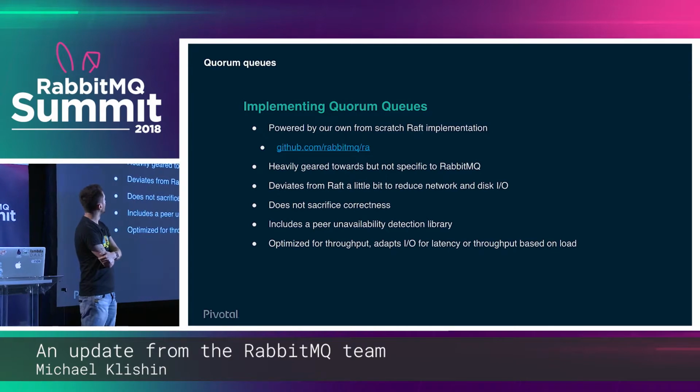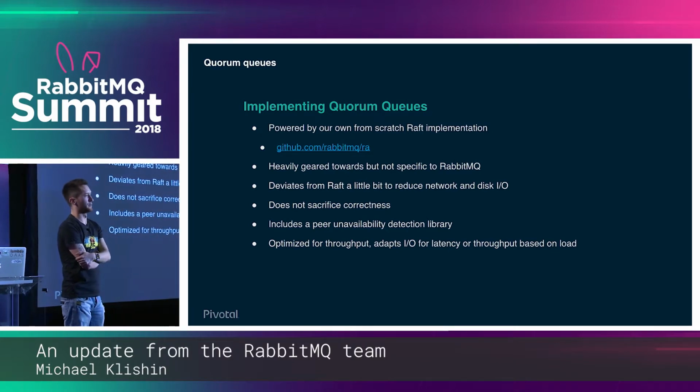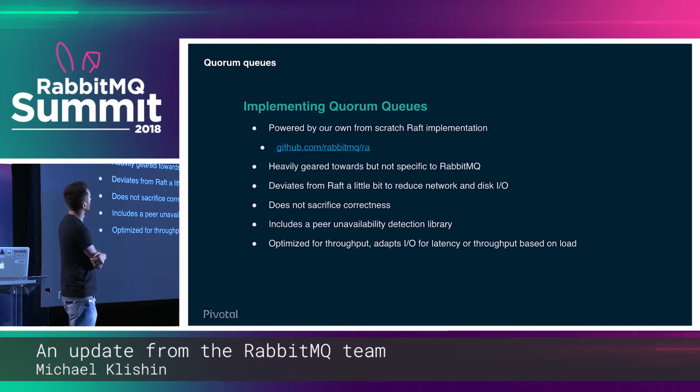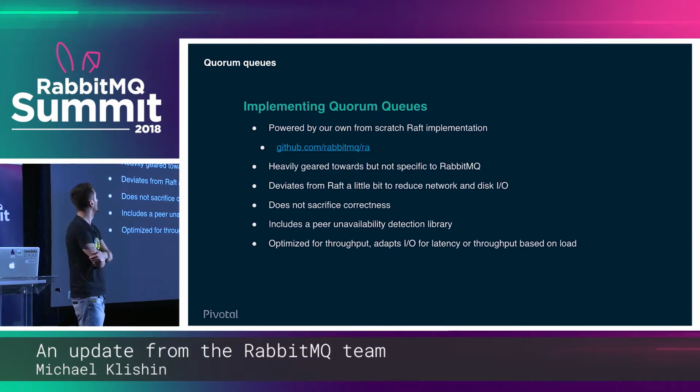So Quorum queues has been a year of work, and we had to implement a protocol which was not necessarily designed for this kind of system. Some of our team members talked about that in detail at other conferences, so you can search YouTube. But basically, we have our own from-scratch Raft implementation in Erlang. You can find it on GitHub. It's not RabbitMQ specific. You can use it in any Erlang or Elixir project, but obviously it was designed to fit RabbitMQ needs well.